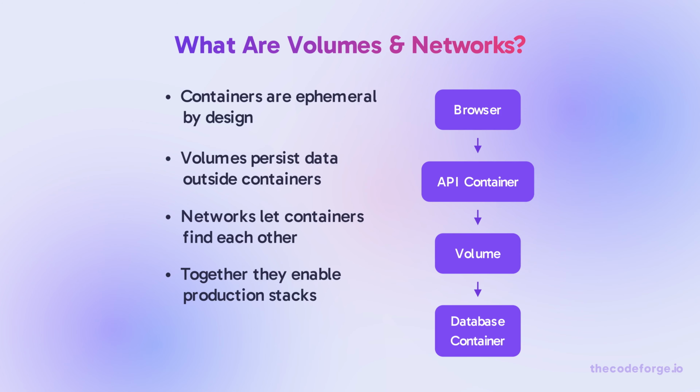Containers are ephemeral, their writable layer is deleted on docker rm. Volumes solve this by storing data outside the container lifecycle. Networks solve connectivity. Containers need to find each other by name, not by dynamic IP. In production, you need both working together.